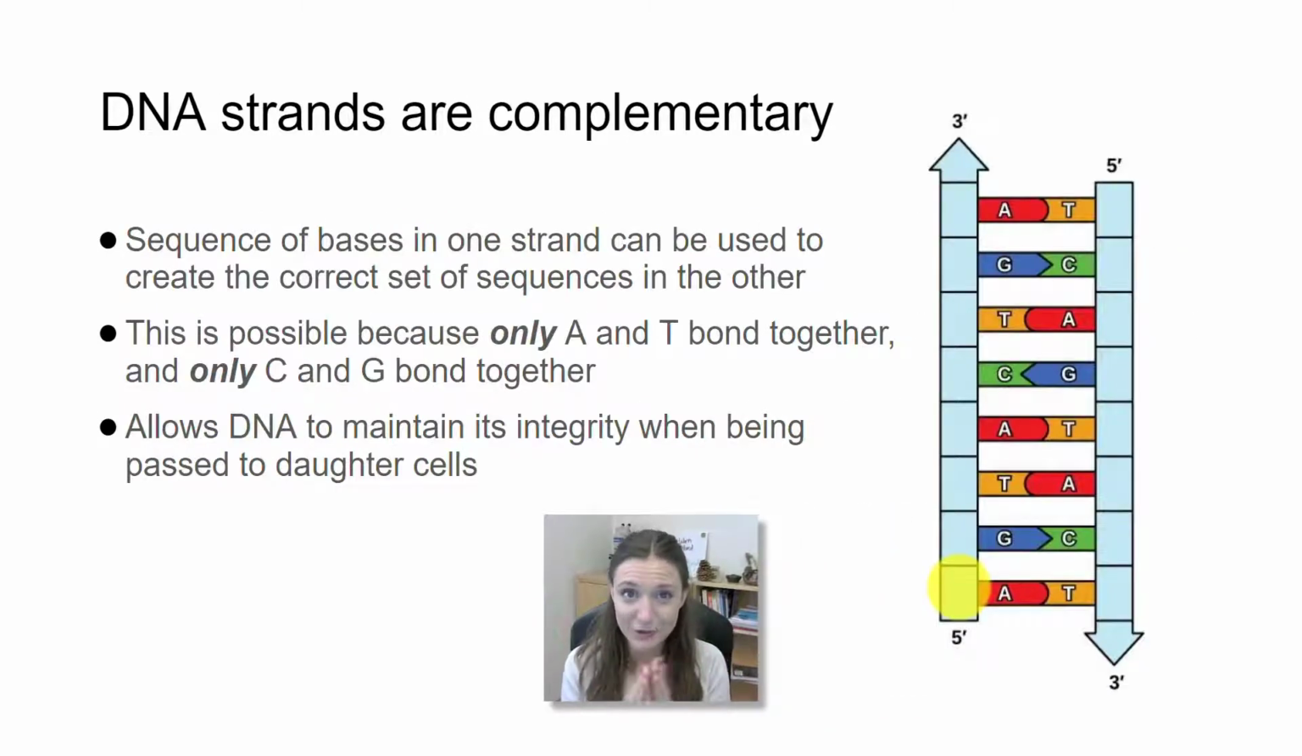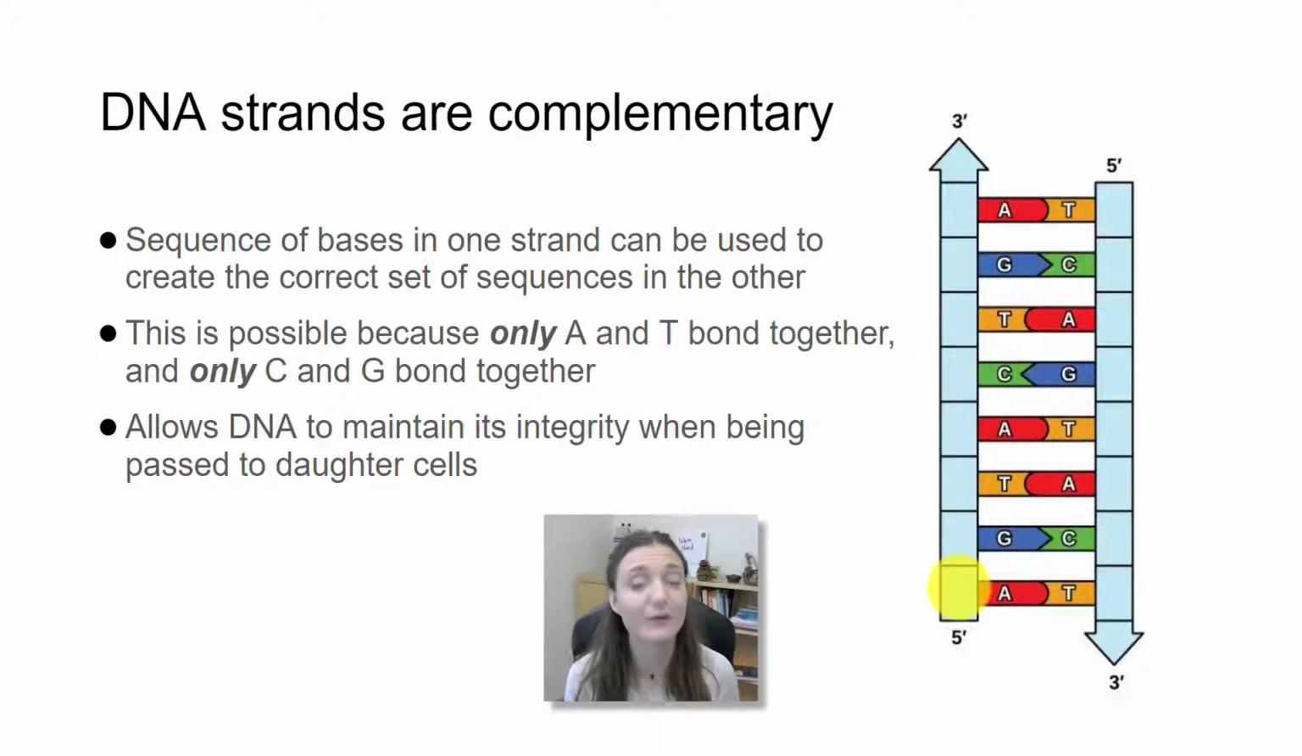Remember, our DNA strands are complementary. Remember we spent a bunch of time last week talking about DNA structure. If on one side we have an A, on the other side we have a T. So they're not exact copies. The strands of DNA are not exact copies, but they're complementary to each other. This allows us to use one strand as a template for building another strand, because A and T will only bond together and C and G will only bond together. The complementary nature of our DNA strands means that we can use one strand as a template, which also helps DNA maintain its integrity as it is replicated.